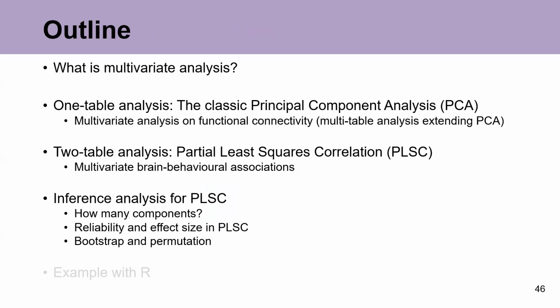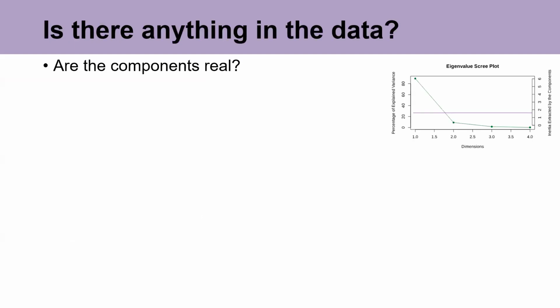So now we're going to talk about inference analysis for PLS. We see the results of PLS, but how do we know whether it's meaningful, reliable, or not? Like we talk about significance and effect size in univariate analysis, we want similar ideas for PLS. So is there anything in the data? First of all, are the components real?